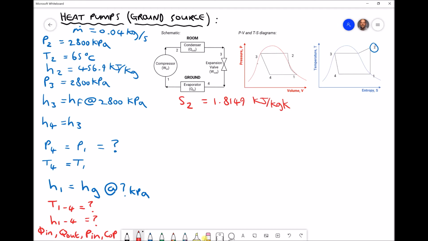So what's the significance of the entropy S at position 2? Well, referring to our temperature entropy diagram, as we said before, we know that the entropy at position 1 and the entropy at position 2 are exactly the same. So what we can write is S1 equals S2, which equals 1.8149.